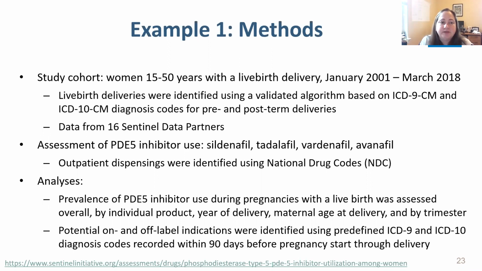They looked at 4 different PDE5 inhibitors listed here, and outpatient dispensings were identified using NDC codes, which is typical of pharmacy dispensing. They looked at PDE5 inhibitor use during live birth pregnancies, overall and by the 4 individual products, over time by year of delivery, by mother's age, and by trimester. In terms of indications, they looked in the 90 days before pregnancy all the way through delivery, during a patient's entire observation time, using ICD-9 and ICD-10 diagnosis codes. They looked both at on-label and potential off-label indications for which these drugs might be used.